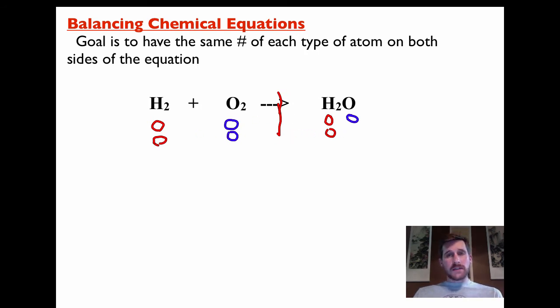But as you look at the oxygen, it's not balanced, right? There's 2 here, there's only 1 here. So we got to put numbers. We can never change the subscripts. We can put numbers in front, the coefficients, right?